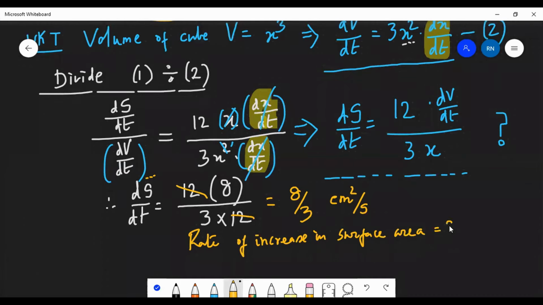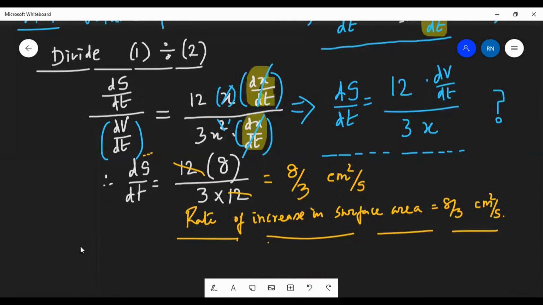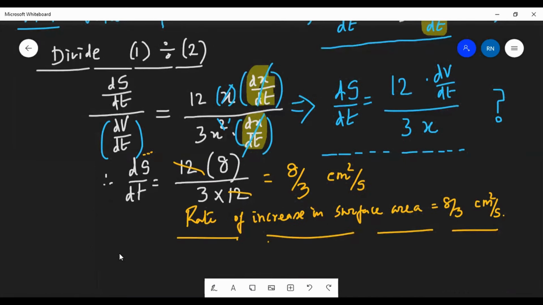Okay, any doubt? Rate of increase in surface. Yeah, can I go ahead and paste the next question?